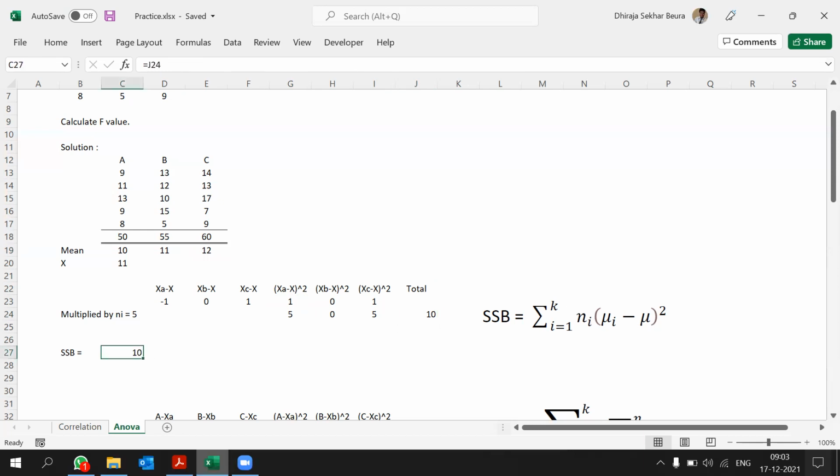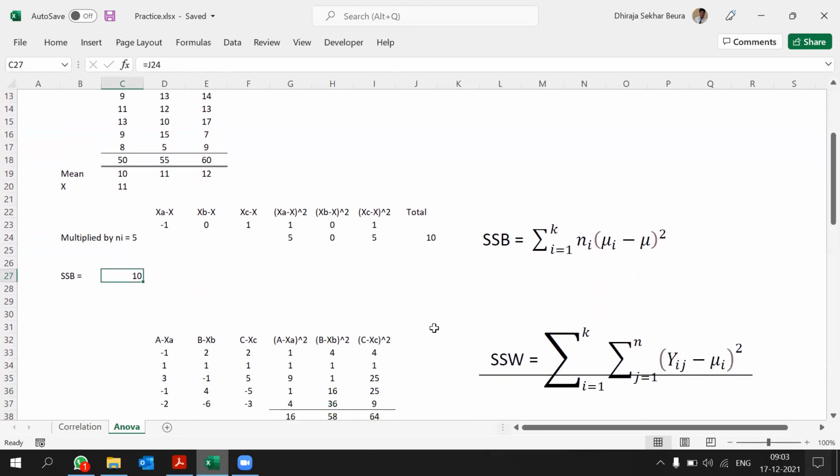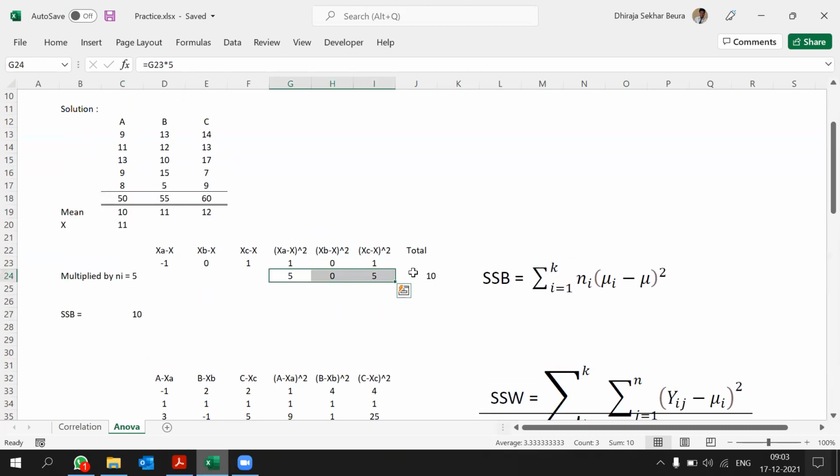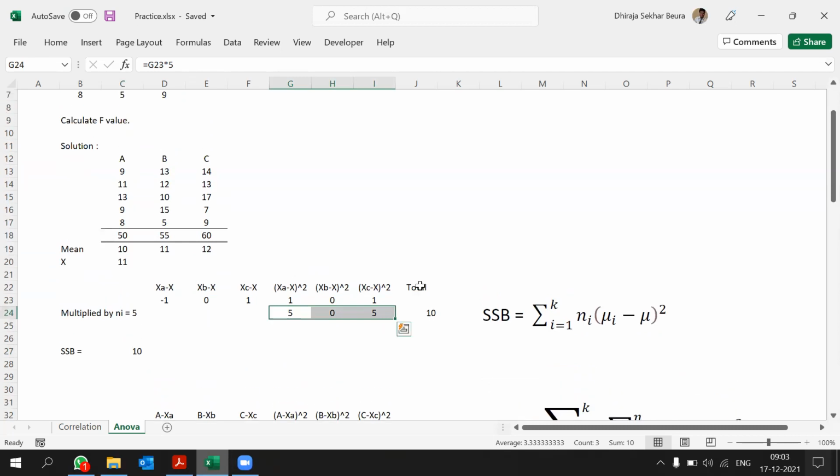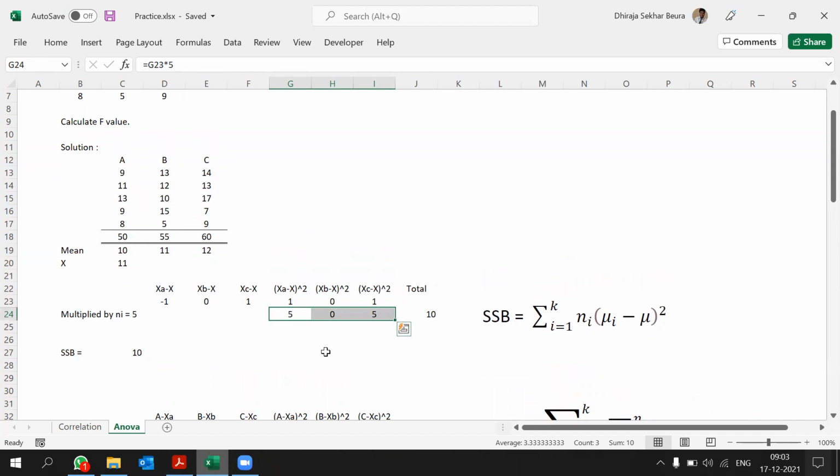Trust me, remembering through the table is very easy, especially when you solve at least one or two questions. For getting the total, you just add it up, right? Just adding 5 and 0 and 5. The number of data points in each of those will always be the same. So Ni is constant, right? It will not be 5 data points in A and 6 in B. Generally, it will not.